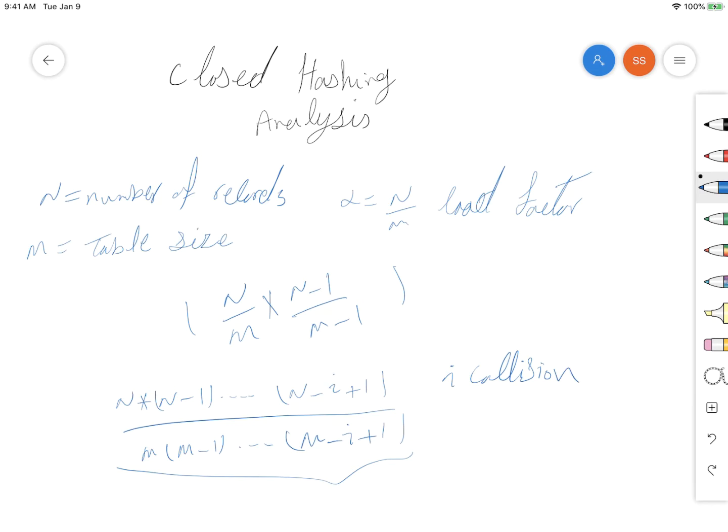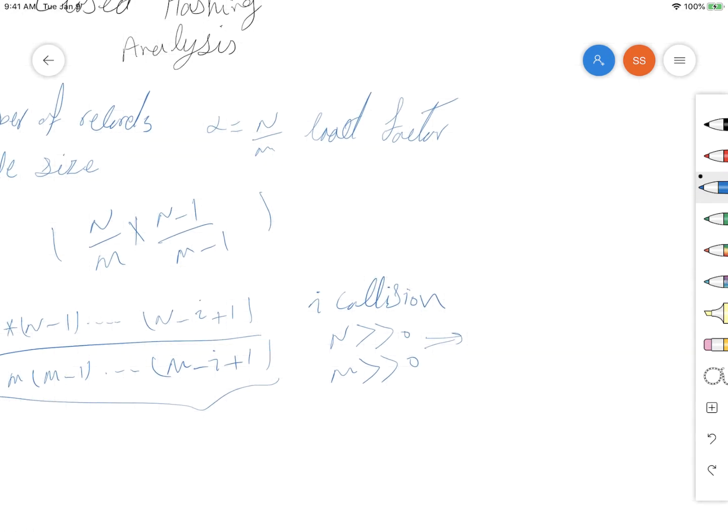We can approximate this value. Suppose that n and m are very large numbers, then we can approximate this expression as n divided by m to the power i.